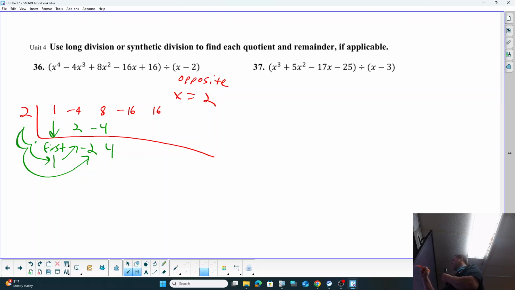2 minus 4 is -4 plus... 2 times 4 is 8. So we get a -8. And 2 times -8 is -16. We're going to factor to 0. Find each quotient and remainder.